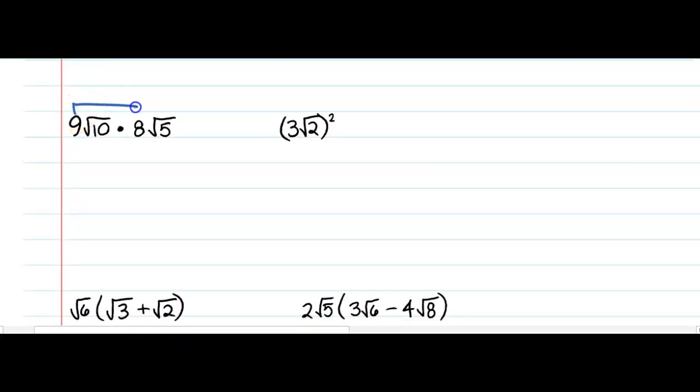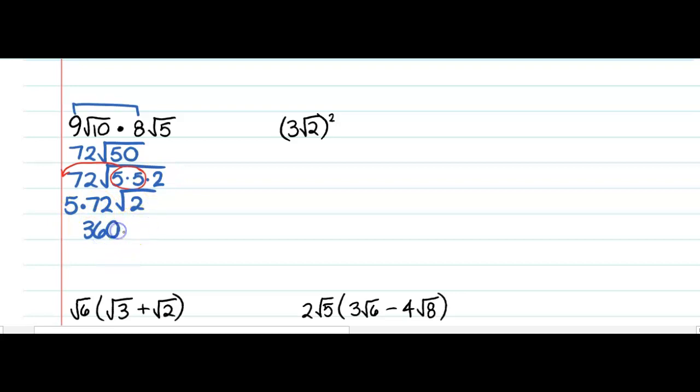Let's try this next one. 9 times 8 makes 72. Radical 5 times 10 makes 50. But 50 can be rewritten in its prime factorization as 5 times 5 times 2. And I can bring these 5's outside and write them once, so I have 5 times 72. There's a radical 2 left behind. 5 times 72 is 360. Radical 2, which is my final answer.